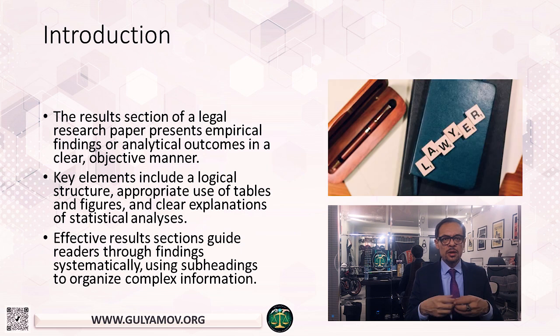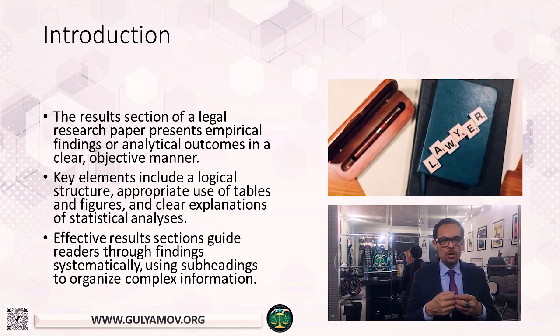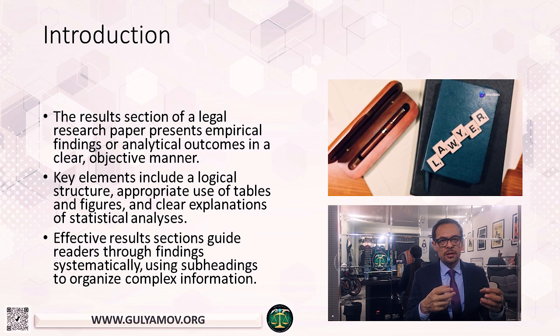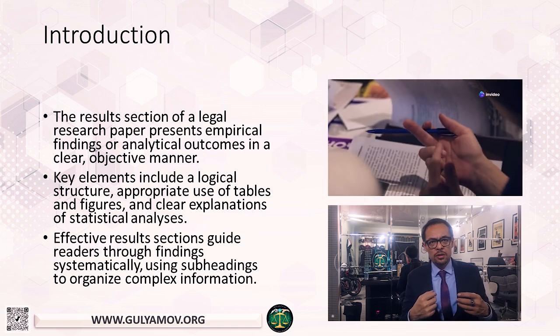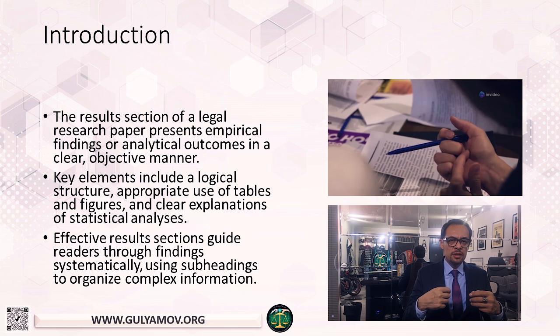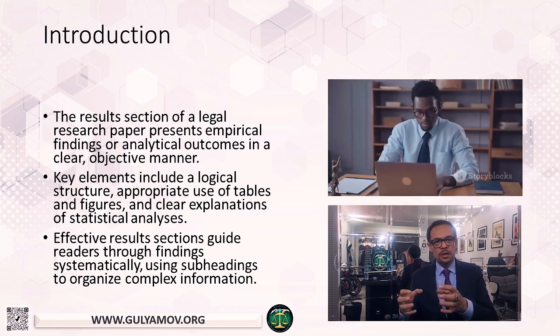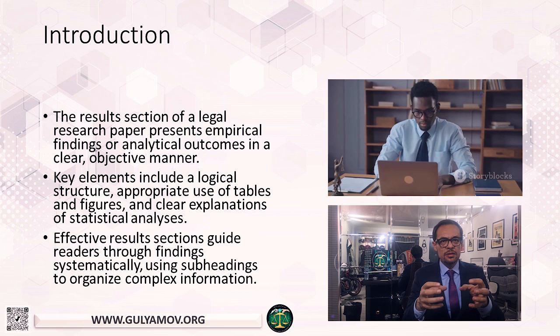For quantitative studies, this section typically includes descriptive statistics, inferential analyses, and effect sizes. Qualitative research results often feature identified themes, patterns, or key findings from data analysis. Effective results sections guide readers through findings systematically, using subheadings to organize complex information.